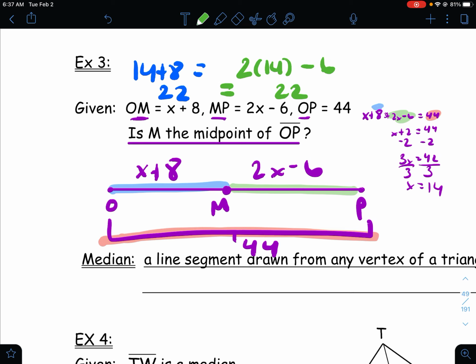So since these are both equal, that means that M does cut that line segment in half. So you would say, yes, M is the midpoint of OP.